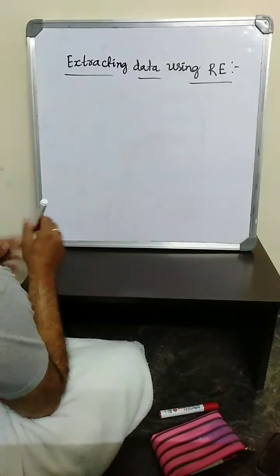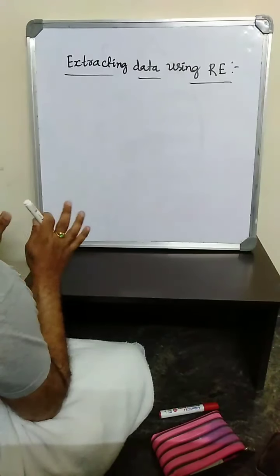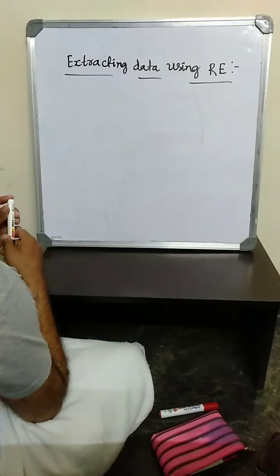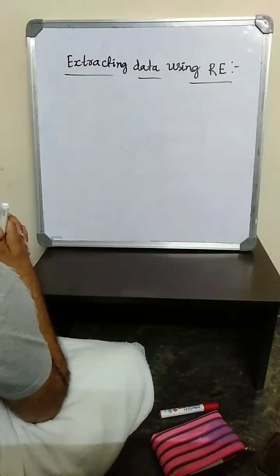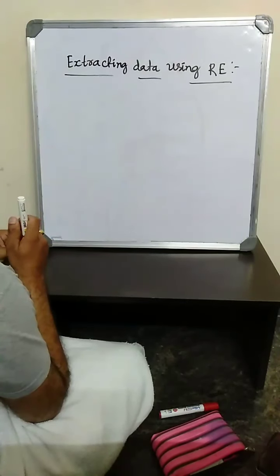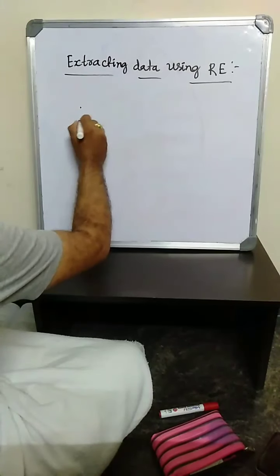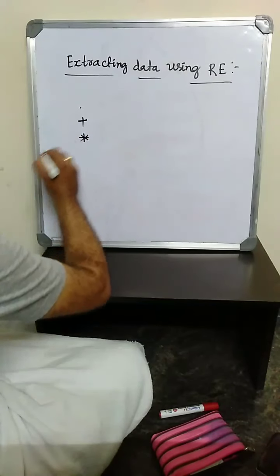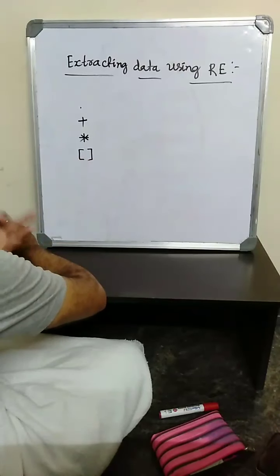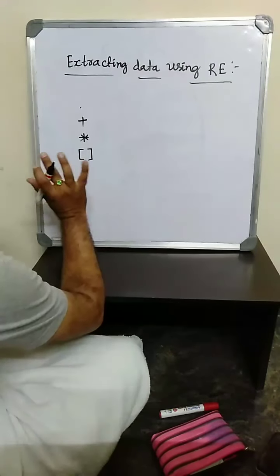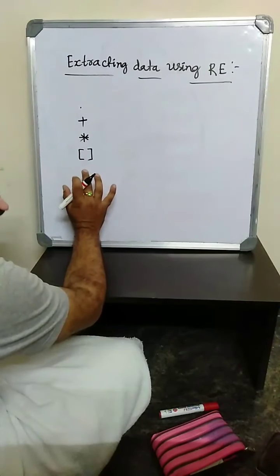Good morning, everybody. In the previous class, we learned about regular expressions. What do you mean by a regular expression? It is used to describe a token, right? That we have understood. A regular expression makes use of meta characters such as dot, plus, star, or any character class with square brackets. By making use of these meta characters, we are able to write a regular expression.